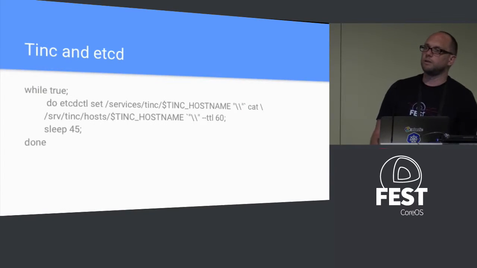So this is my main loop. While the Tinc service is running, I write the configuration file containing the public key and IP address data of the host into etcd, and then I grab it on the other hosts.